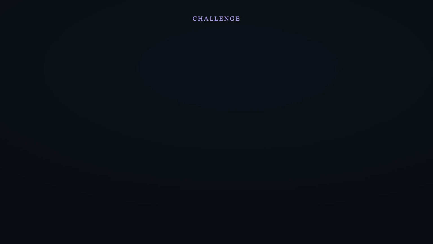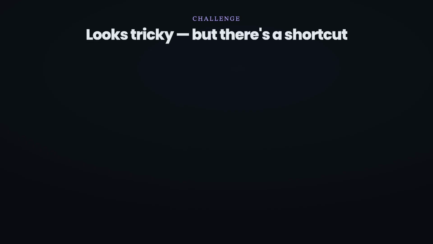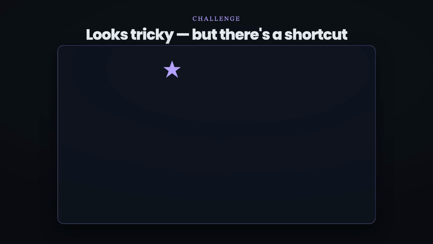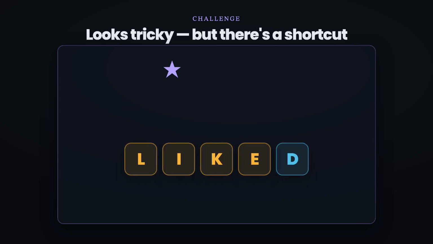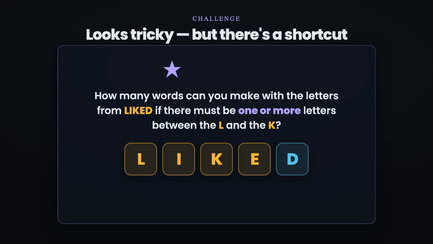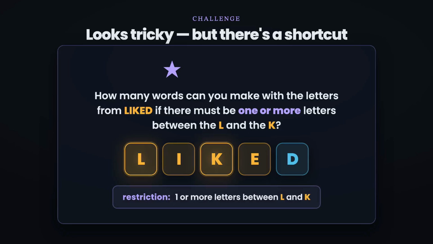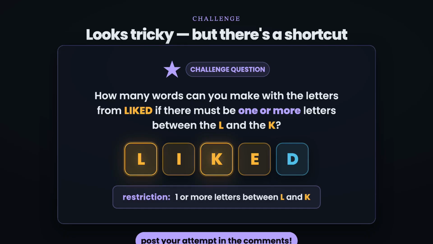Okay, now a question that looks even trickier but is actually quite simple once you find a shortcut. How many words can you make with the letters from the word liked if there must be 1 or more letters between the L and the K? That is going to be your challenge question at the end for today. Make sure to post your attempt in the comments.